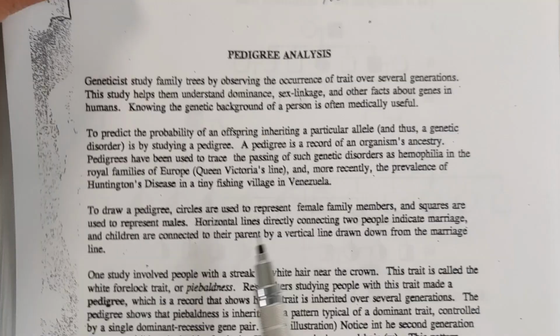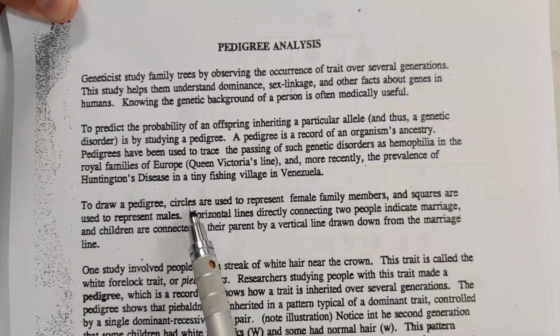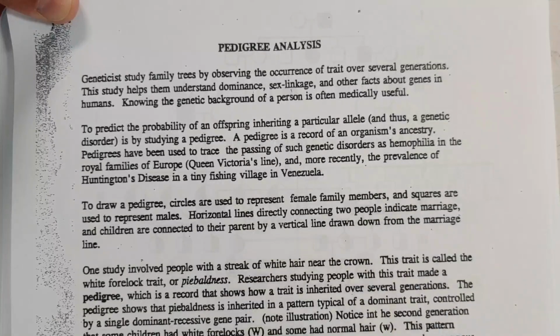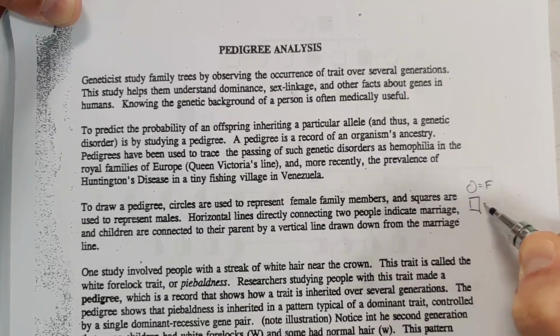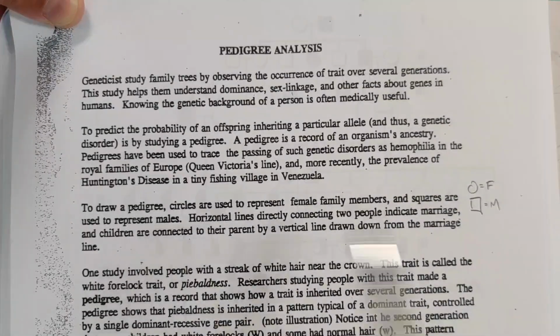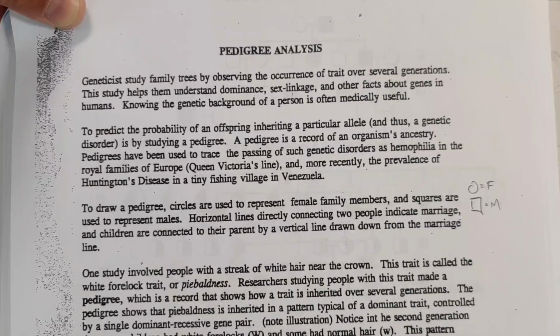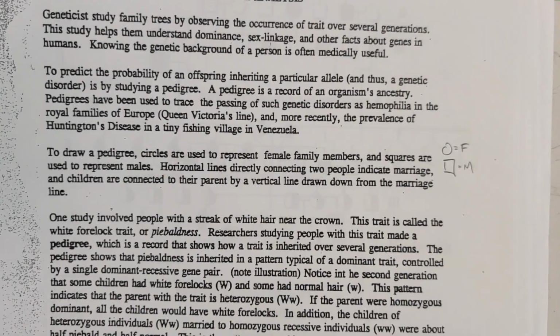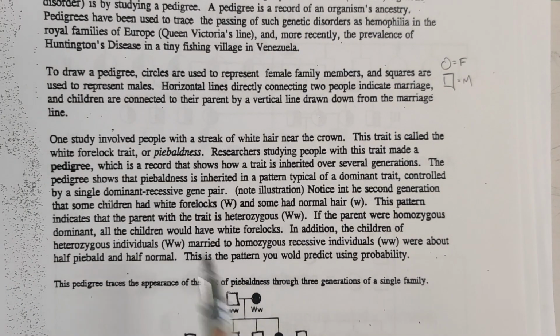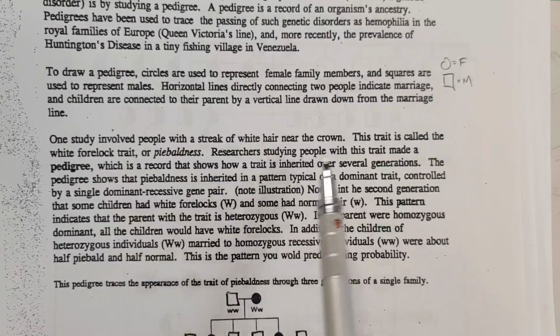To draw a pedigree, this is important. Circles are used to represent females, and squares are used to represent males. Okay? Horizontal lines connecting two people indicate marriage, and children are connected by a vertical line drawn from the marriage line. Pretty straightforward.